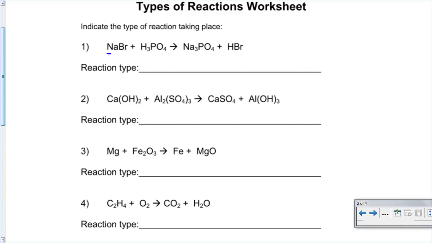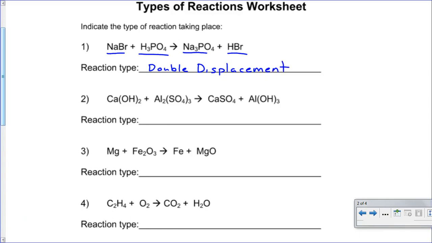So this first one here, NaBr, H3PO4, all right? As a compound reacting with a compound, it makes a compound and a compound, all right? So this one here is basically the sodiums and the hydrogens are switching partners, all right? Or you can consider the bromines and the phosphates are switching partners. And this ends up being a double displacement reaction, all right? We've got 2 compounds, it switches what's in front, and it's double displacement, switching partners.